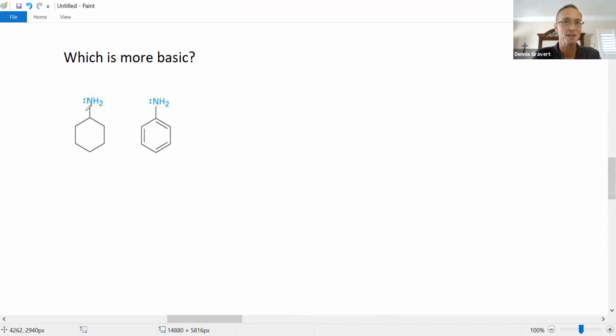cyclohexylamine, there's a common name, or cyclohexanamine, IUPAC name. This lone pair is always on here. So the lone pair is always available to attack an H+, to be an electron pair donor. This one's more basic.